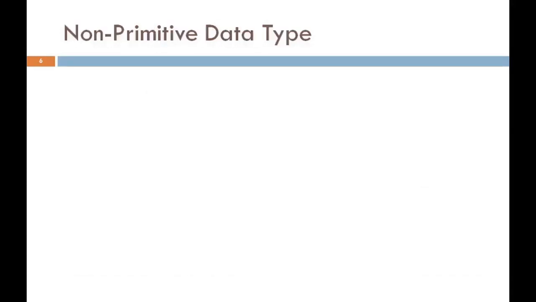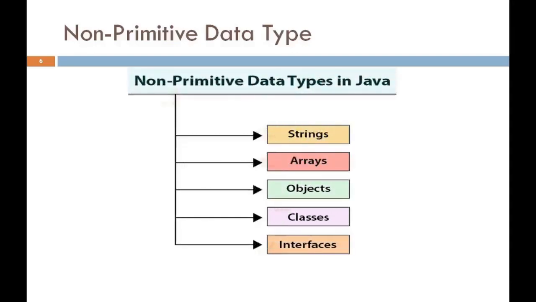Now we discuss non-primitive data types in Java. Java has a total of 5 types of non-primitive data types. The first one is string, second arrays, third object, fourth classes and fifth interface. String. String is a sequence of characters, but in Java, a string is an object that represents a sequence of characters. The java.lang.String class is used to create a string object in Java.